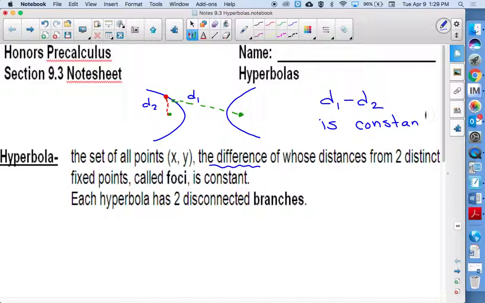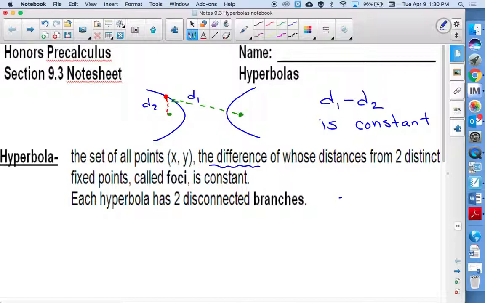Constant means it's the same no matter where you are on the hyperbola. So if I subtract the distance from the point to my focus and the point to the second focus, that difference would be the same right here where I have my point located, or it could be down here where my point would be located. As long as I'm on one of the branches, the difference would be the same no matter where you are. Even if you're really far away, that difference is still going to be the same.